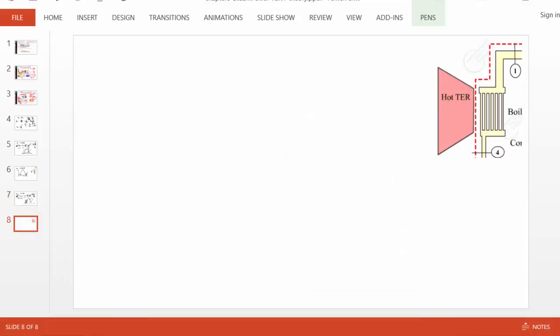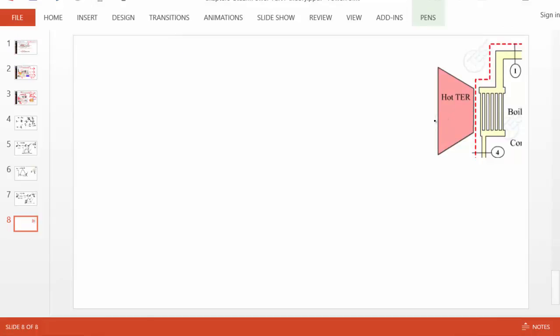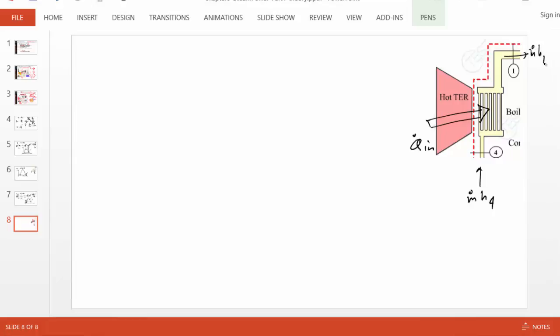Now the last device, which is the boiler, where heat is added from the hot thermal energy reservoir, Q dot in, and again following the logic that the mass flow is carrying this amount of energy, transporting this amount of energy out. So therefore Q in must be m dot H1, which must be much bigger than m dot H4.